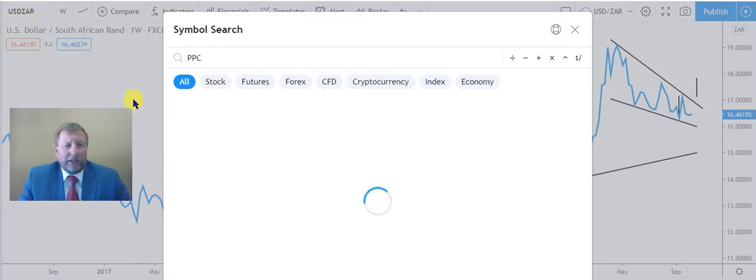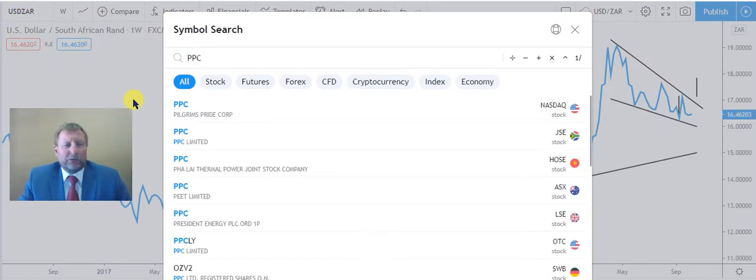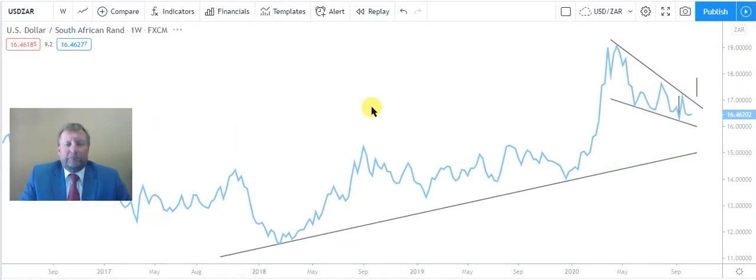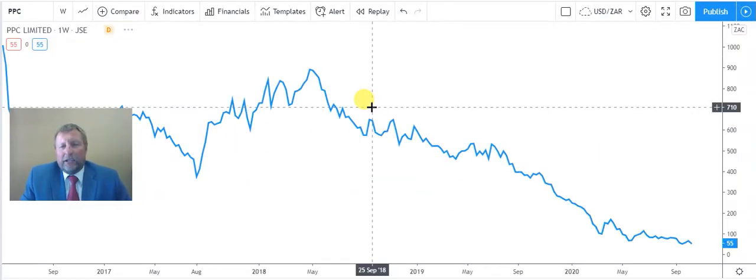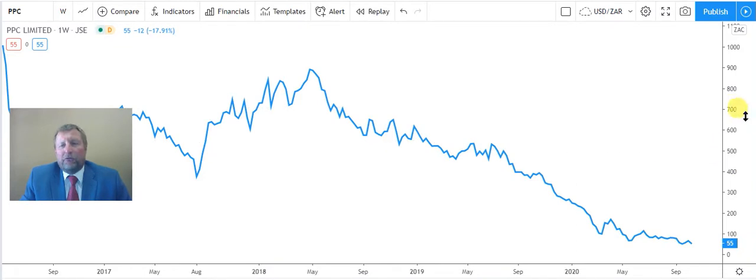Ever is asking about PPC. Now, PPC's chart was quite interesting the other day because I liked the chart, but then I read they've got almost 5.6 billion rand in a deficit or on debt. So that means they owe a lot of money. Now let's have a look here.